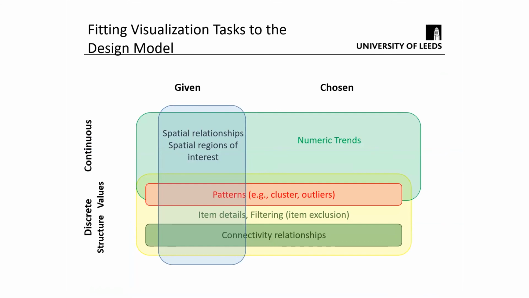And then the given ones are the ones that you have no choice about. They just come with the problem area and the data set you've got. And then the chosen ones are the ones you can select. So continuous, you've got the spatial relationships and the numerical trends. So yeah, patterns, you're looking for outliers. And these are all in the discrete data structure area.